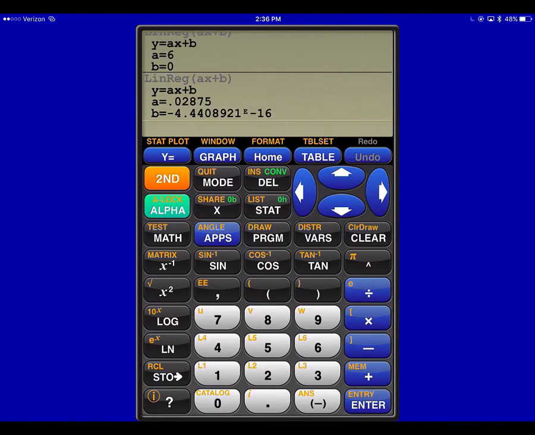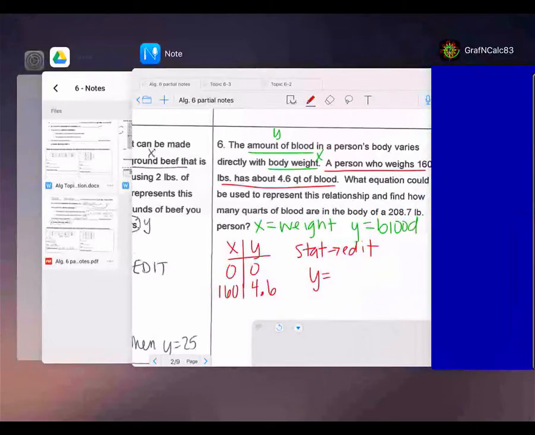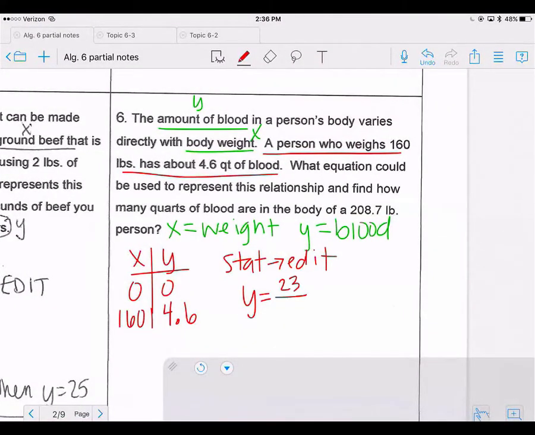Now I'm going to take 0.02875, which is my a value, math, enter, and turn it into a fraction, so that's 23 over 800x.